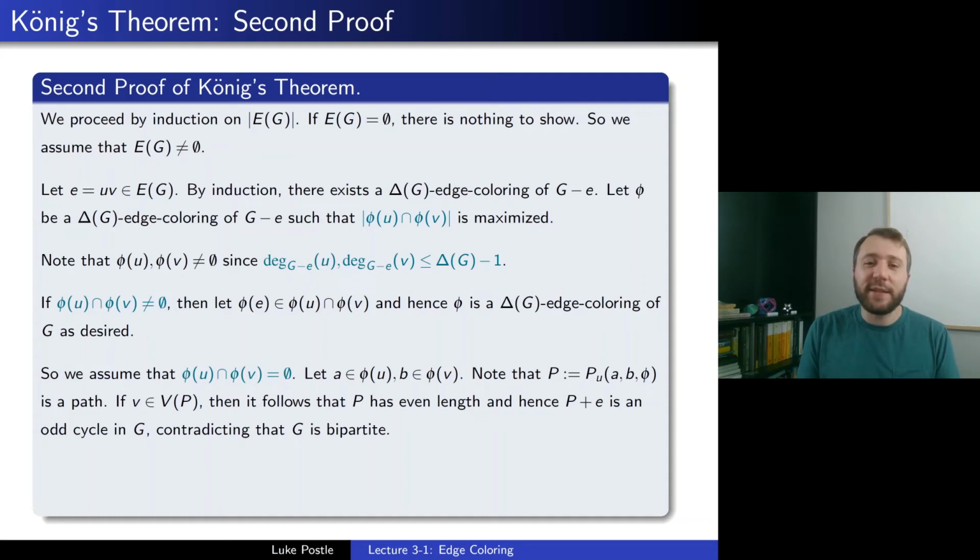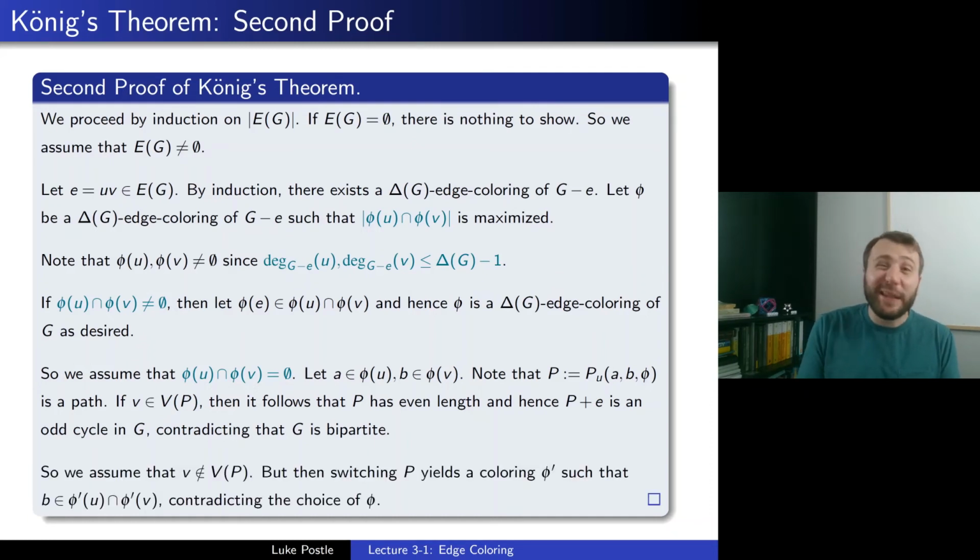Well, the edge next to U had to be colored B, which would mean the path would have even length. That's an even number of edges. But then if you added back the edge E, you'd get an odd cycle in G. So P plus B, E would be an odd cycle in G, contradicting that G is bipartite. So here's where we're using the bipartiteness of Konig's theorem very nicely: an even path would give you contradictions.